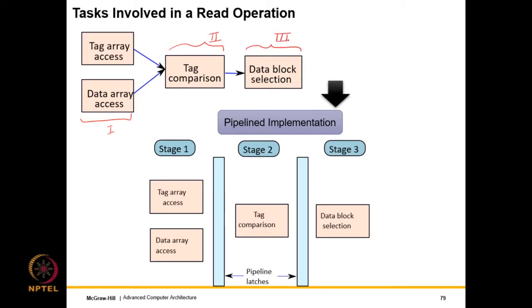So what we can do is take this simple design and pipeline it. Pipelining does not require any additional circuitry. All that we need to do is insert a pipeline latch between adjacent stages: tag array and data array access, tag comparison, and data block selection. Something similar can be done for a write operation.